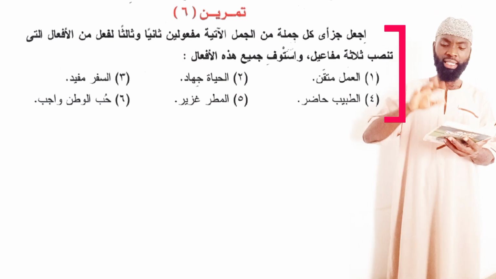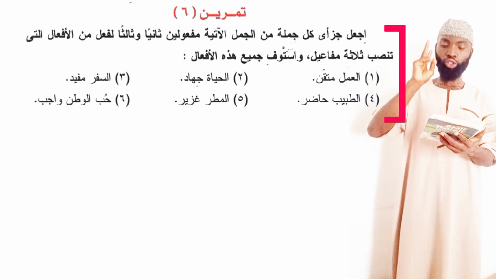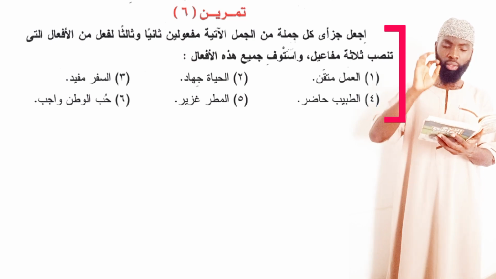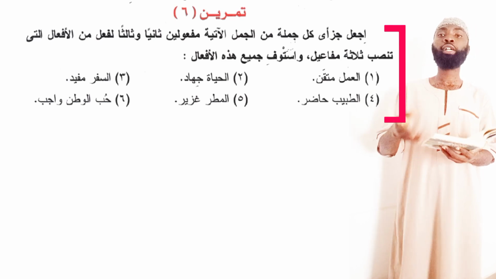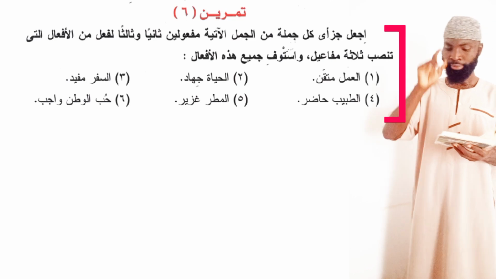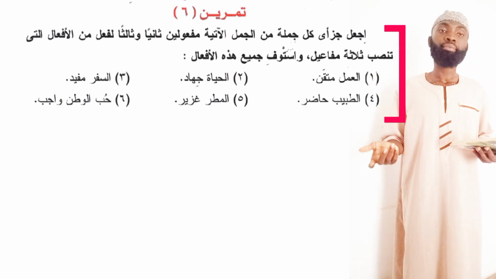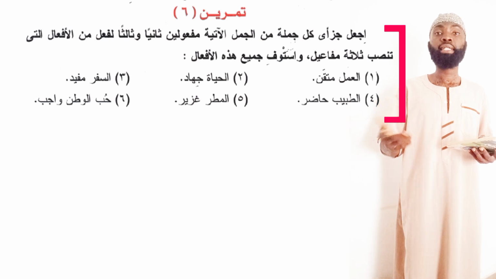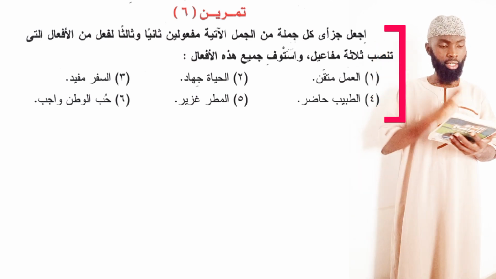Next we have ij'al juz'ay kull jumla min al-jumal al-atiya. You are to use each of the two sides of the following sentences, make them as two objects, second and third object, for a verb which can take three objects in the nasb case. The first one we have al-amalu mutqanun. I can simply say araitu Muhammadan al-amala mutqanan. Solve the remaining.